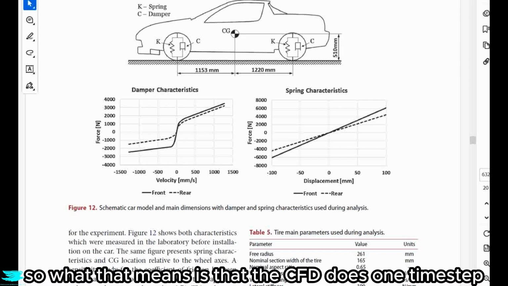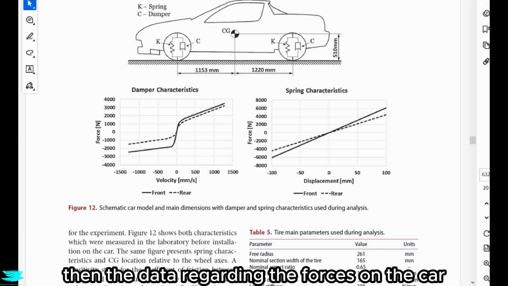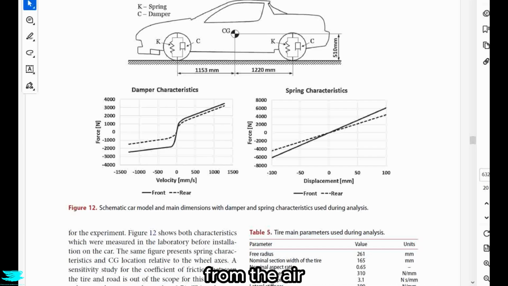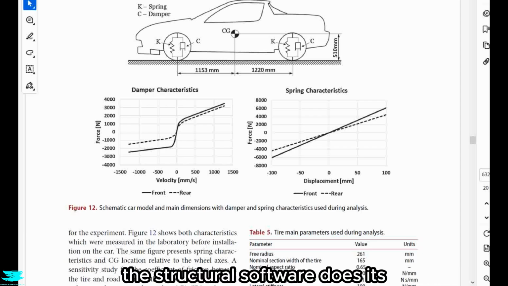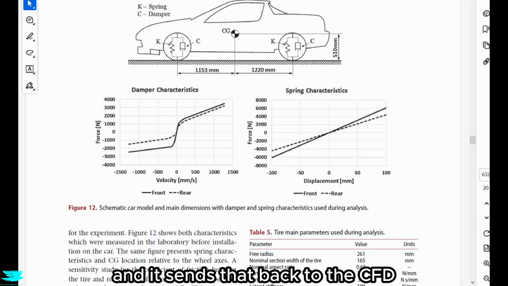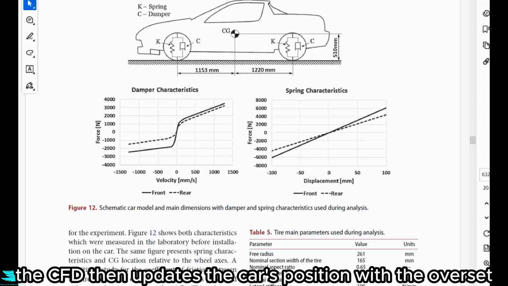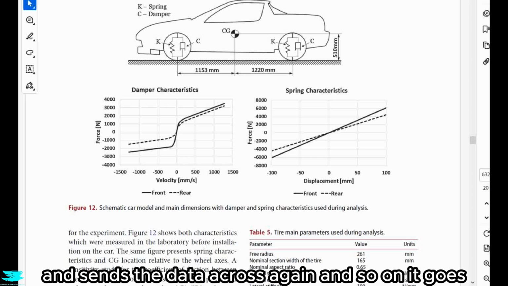So what that means is that the CFD does one time step, which is 0.005 seconds. Then the data regarding the forces on the car from the air are then passed over to the structural software. The structural software does its iterations to find out how the car's position changes, and then sends that back to the CFD. The CFD then updates the car's position with the overset meshes, and then does another time step and sends the data across again, and so on it goes.